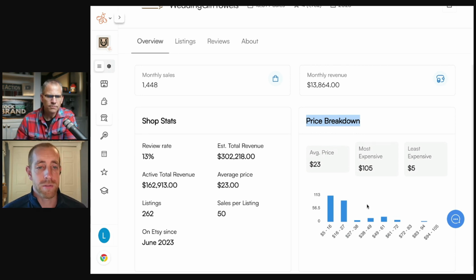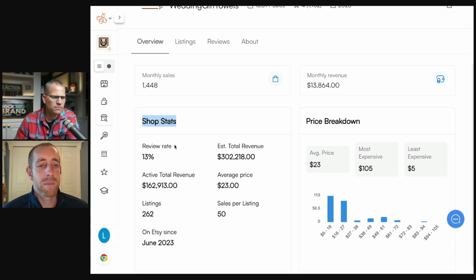We have some things that are 5 to 16, and it looks like the majority of their listings are under 27, but they do have a big chunk of things that are 27 to that 105 mark, which is the top end of what we see in this shop. But the other thing is the shop stats, right? Because what we're looking at here is not just the total revenue or the average price, but the review ratio. So how many people are reviewing the products and how many listings they have.